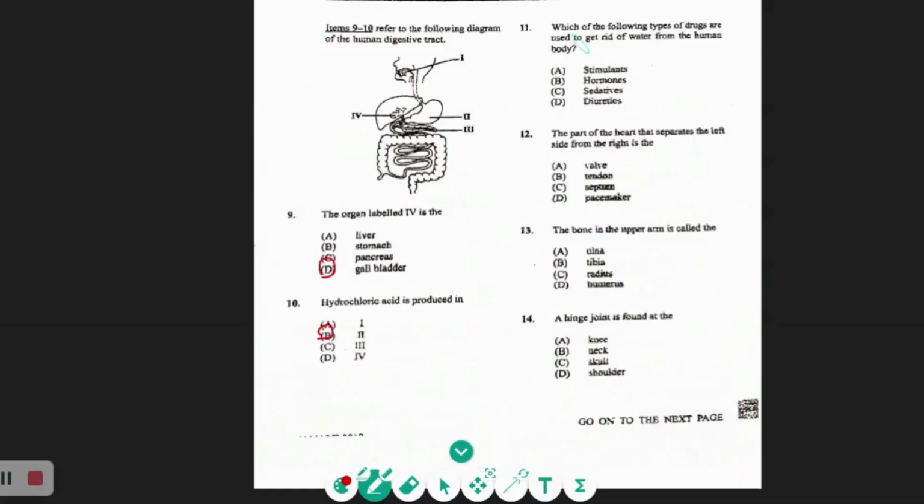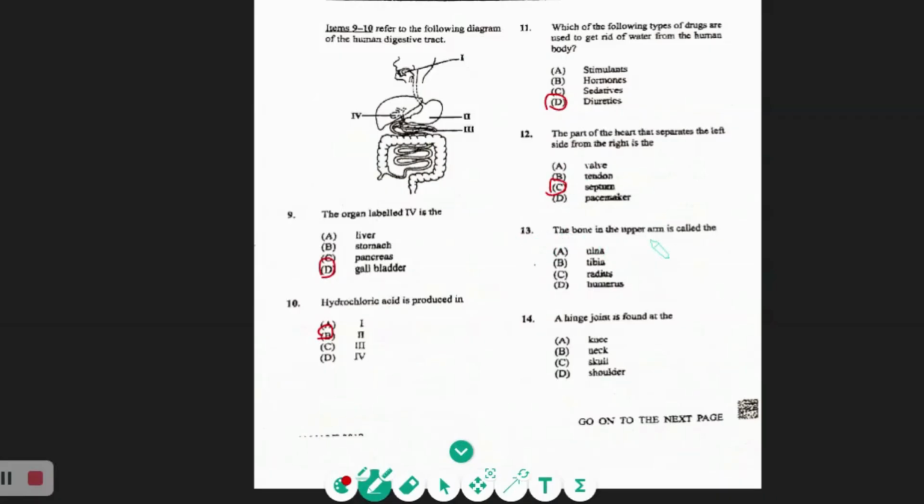Then 11. Which of the following types of drugs are used to get rid of water from the human body? The answer is D. 12. The part of the heart that separates the left side from the right side is called the septum. That's C.